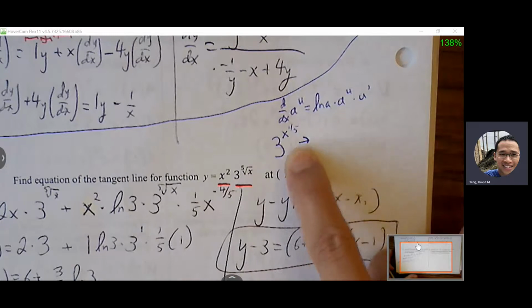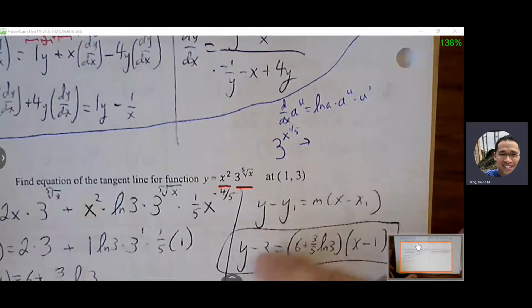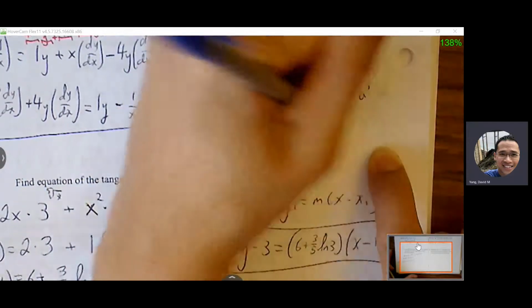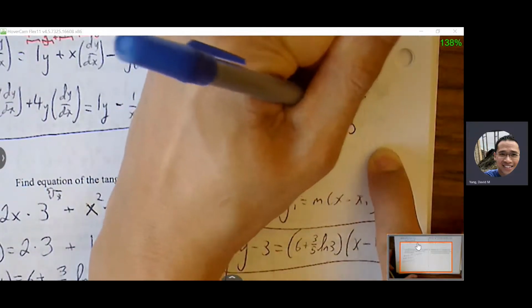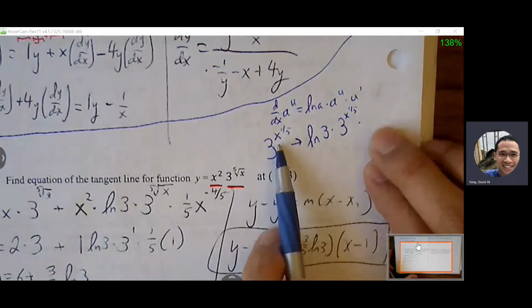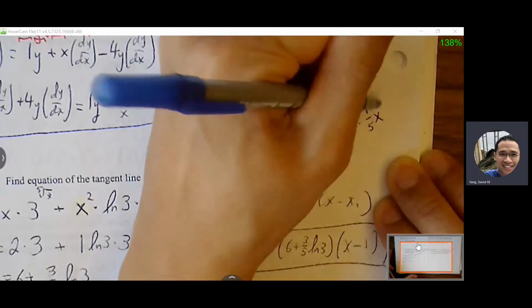So the derivative for 3 to the x to the 1/5, I'm just previewing this because we have to involve it in product rule, is natural log of a, natural log of 3, times the original function. And then this x to the 1/5 is power rule. So we do power rule here. 1/5 x to the negative 4/5.